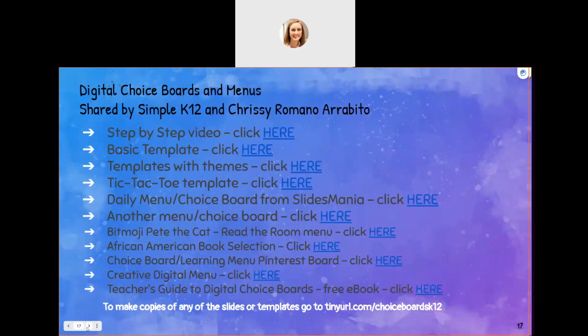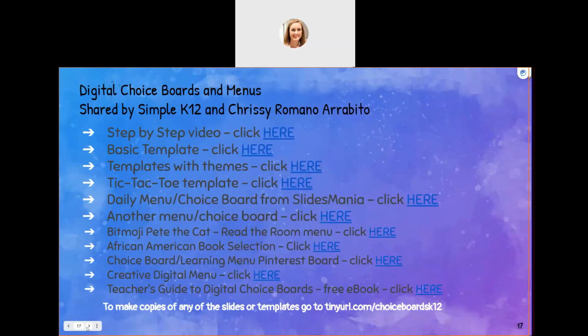You'll have access to make a copy of this slide deck, and you'll be able to click on all of these links and go and get copies of the templates or view the videos and download the ebook. If you want to make copies of any of the slides, you'll need to go to the link at the bottom, tinyurl.com/choiceboards K12. When you go, you'll have to click on each link, and you will click on File, because they're Google Slides, and you'll make a copy so that you can manipulate your copy from that. So lots of great choices here and resources that you can get some ideas from.